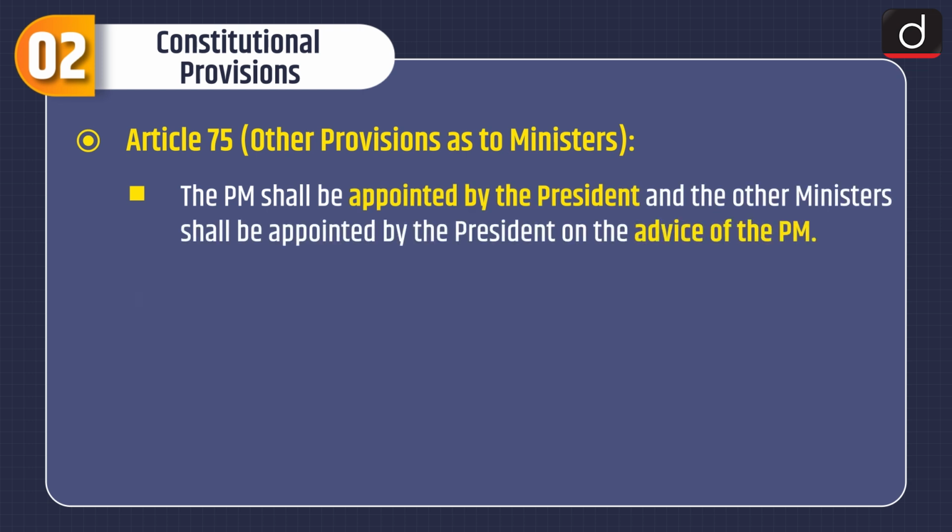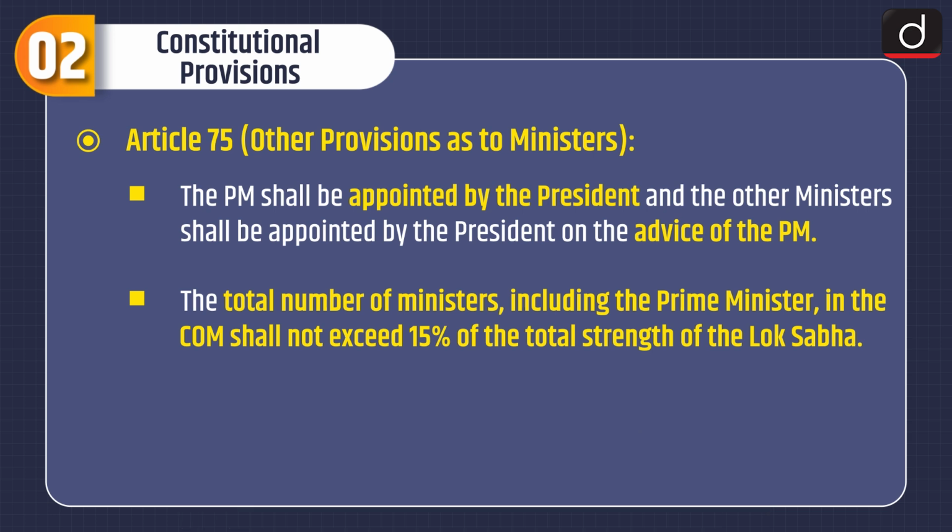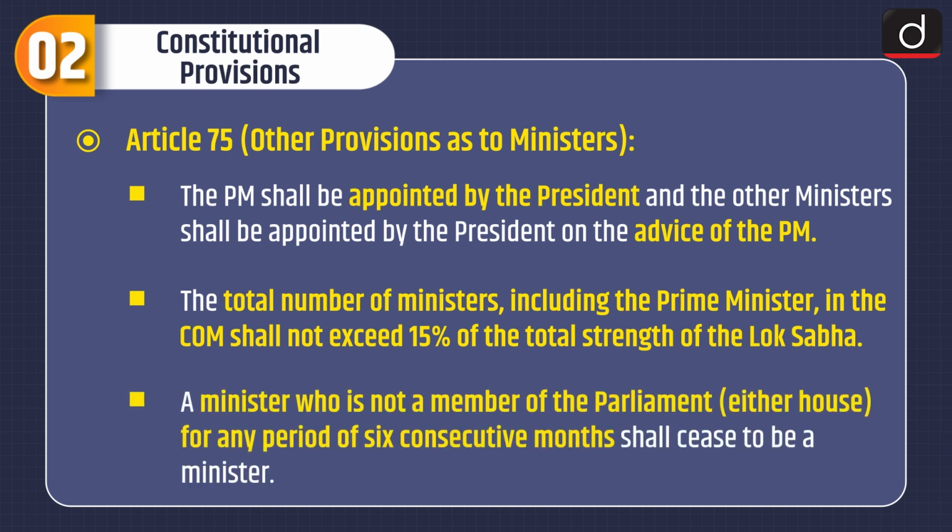The PM shall be appointed by the President and the other ministers shall be appointed by the President on the advice of the PM. The total number of ministers, including the Prime Minister in the COM, shall not exceed 15% of the total strength of the Lok Sabha. A minister who is not a member of either House of Parliament for any period of 6 consecutive months shall cease to be a minister.